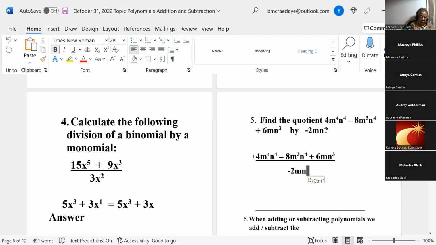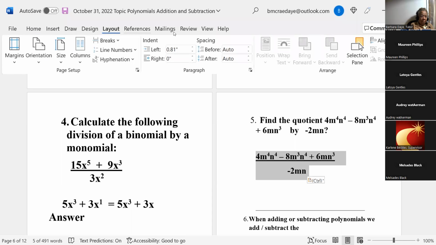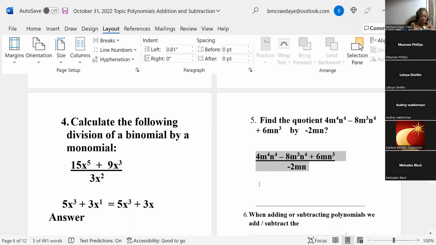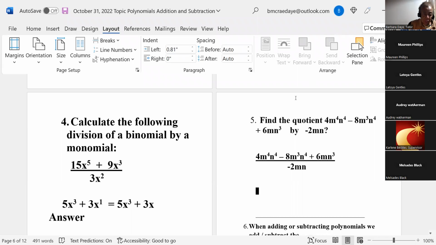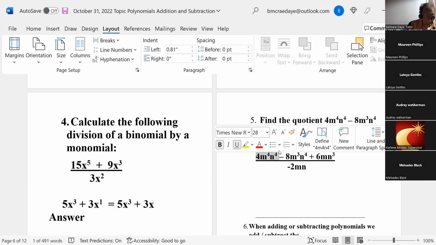Anybody want to tell me what that would look like? 4m to the fourth and n to the fourth over negative 2mn. That's right. You're absolutely right, Audrey. You've got to take this 4m to the fourth, n to the fourth. So let's just take that.